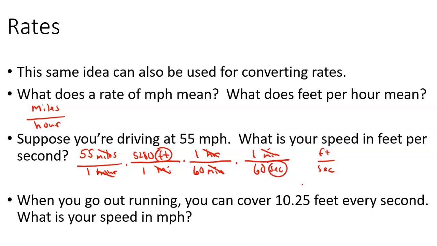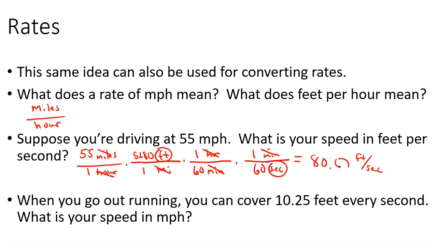And the only thing I have left to do now is take all of my numbers and multiply them. Here, let me move this over a little bit. And so we can multiply across the top: 55 times 5,280. Get my answer. Divide it by 3,600, which is 60 times 60. And I get 80.67. And my units then are feet per second. So covering 55 miles in an hour is the same thing as covering roughly 81 feet every second, which is pretty impressive.